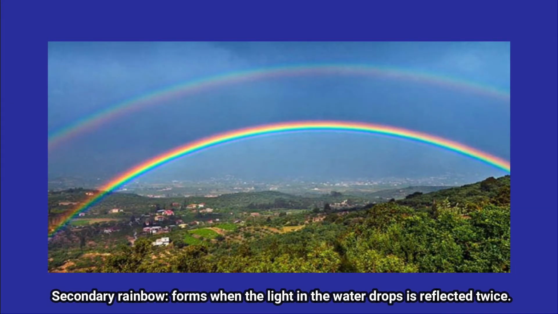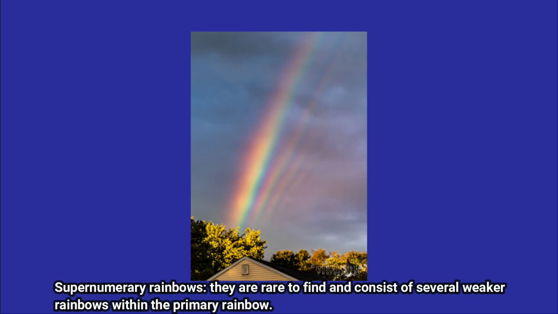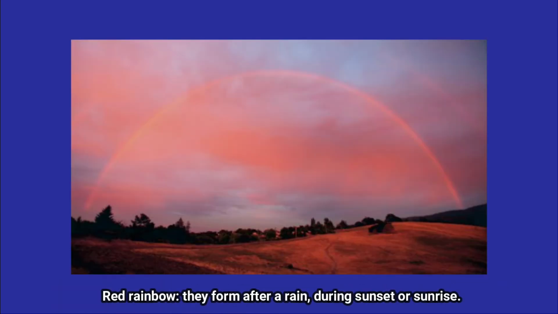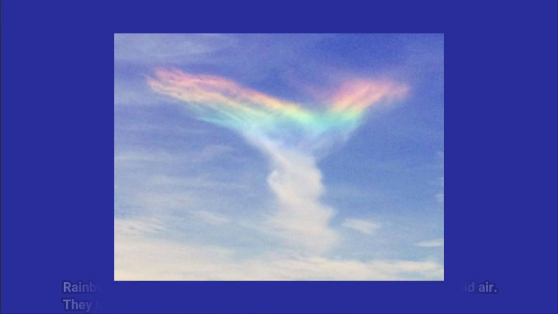Secondary rainbow. It forms when the light in the water drops is reflected twice. Supernumerary rainbows. They are rare to find and consist of several weaker rainbows within the primary rainbow. Red rainbow. They form after a rain during the sunset or the sunrise. Rainbows in the clouds. They form in the droplets of clouds and humid air. They look white because the drops are too small.